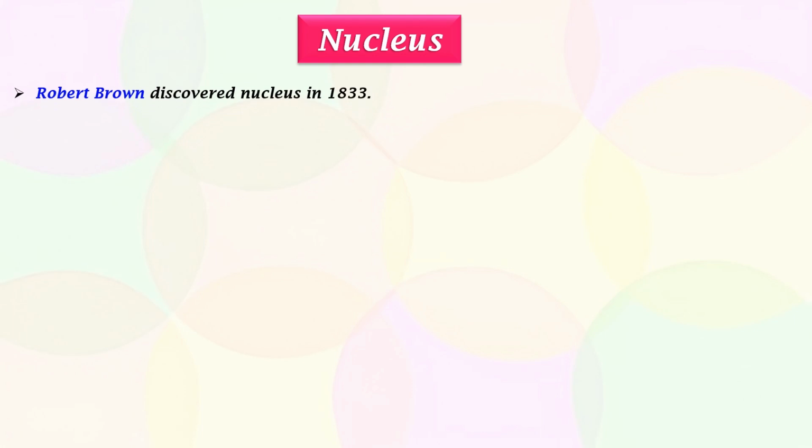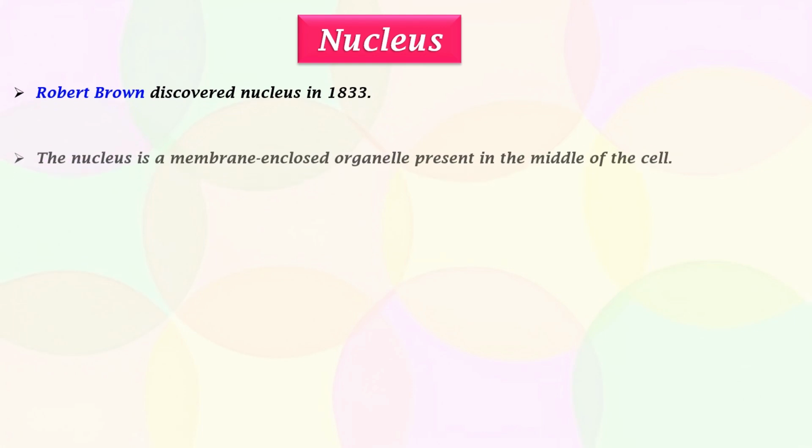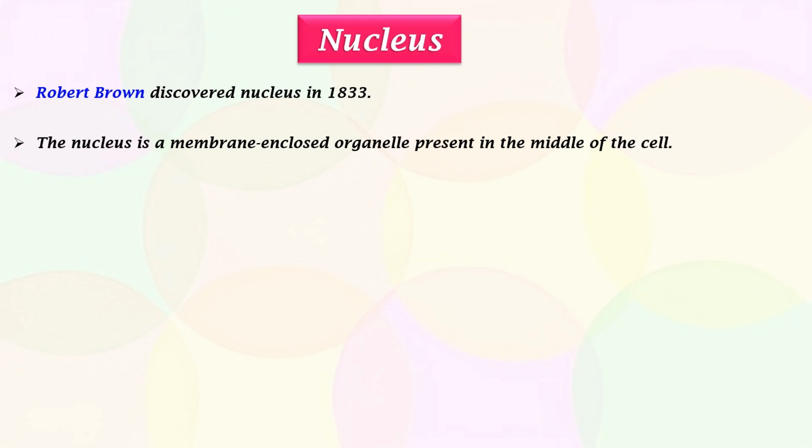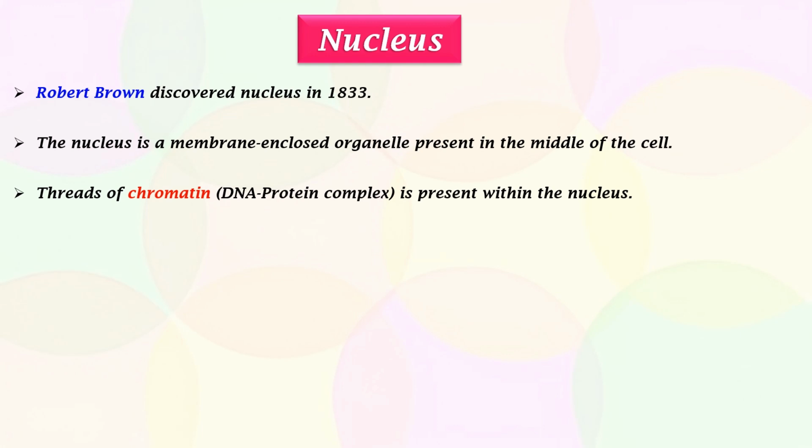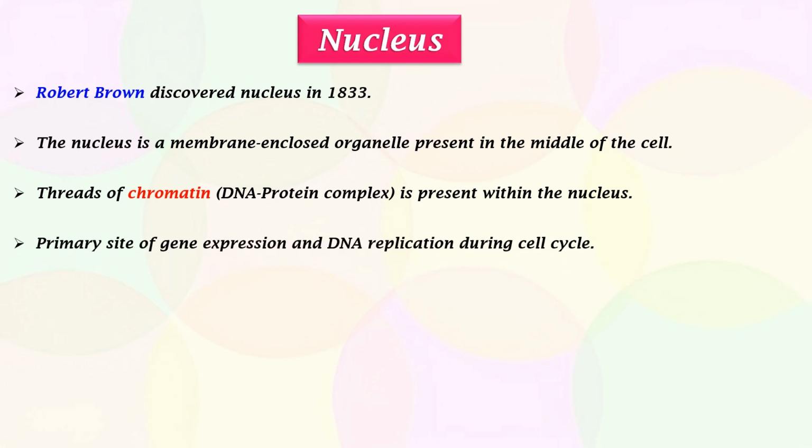Now, let's discuss the structure and functions of nucleus. Nucleus was discovered by Robert Brown in the year 1833. It is a membrane-enclosed organelle located in the center of the cell. DNA-protein complex present in the form of chromatin threads is found within the nucleus. Nucleus is the primary site of gene expression and DNA replication during the cell cycle.